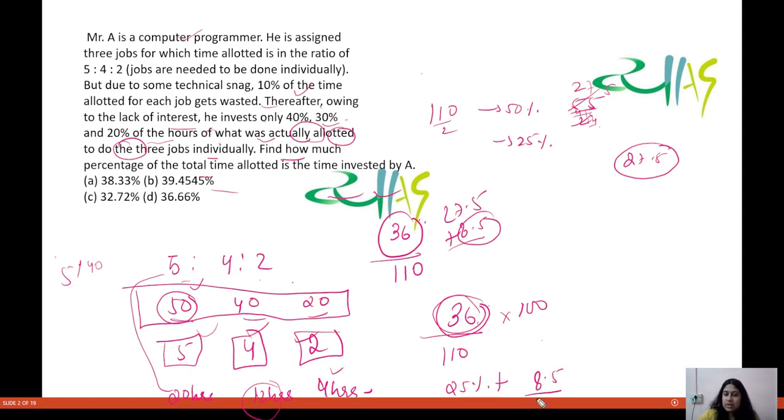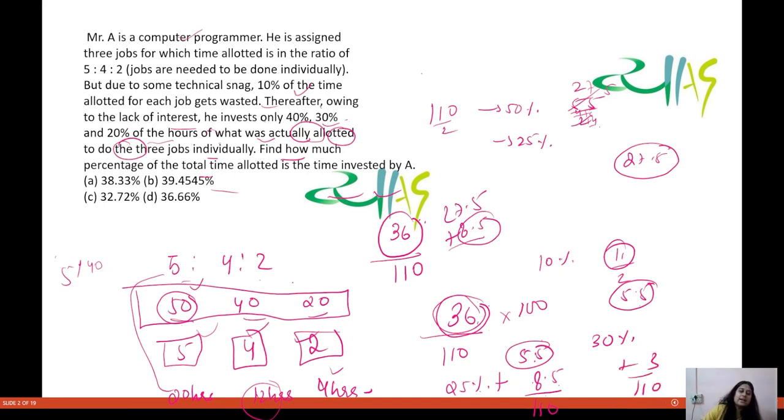8.5 is left. Now 8.5 by 110. See, 10% of 110 is 11, and half of this is 5.5. So this is a little more than 5%. 5% is 5.5. Fine. So we'll add that, now how much is left? 3 by 110. Now we know that 5.5 is 5% of 110, and 2.25 is 2.5% of 110. So our answer will come approximately equal to this.